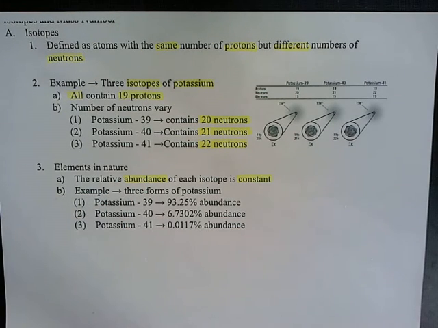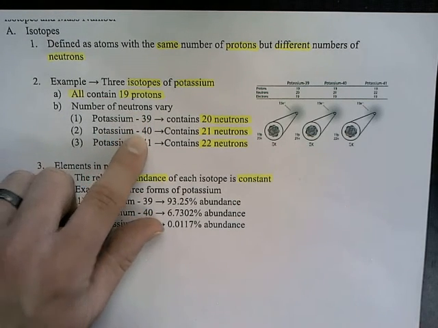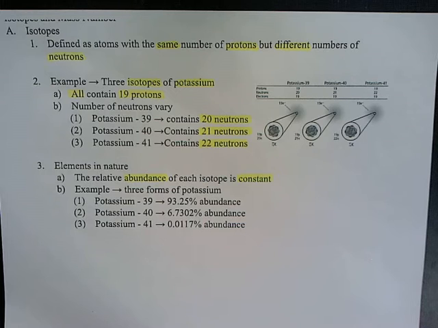What that does is that varies the atomic mass of each individual isotope. So let's take, for example, potassium. In potassium, there are 3 naturally occurring isotopes. Now, every potassium isotope is going to have 19 protons. Remember, if we change the number of protons, we change the element that we are dealing with. However, each of these 3 isotopes is going to contain a different number of neutrons.